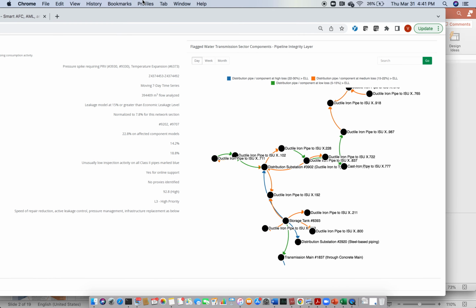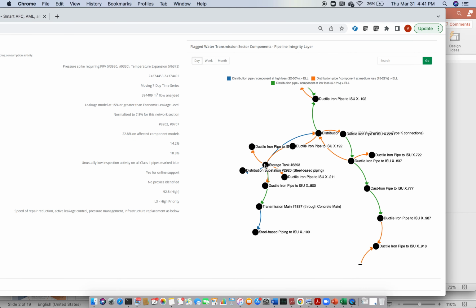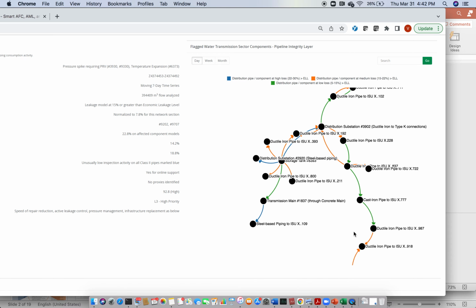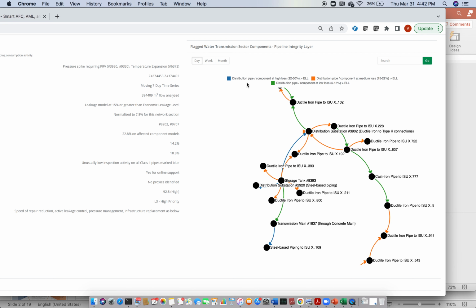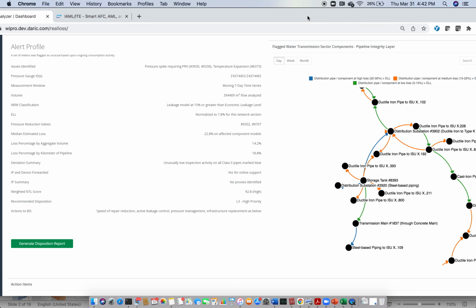We have our mapping graphic here, which focuses on the storage tank and gives you a good view of exactly what the water flows look like. The water flows marked in blue correspond to the areas of greatest loss. In fact, where the loss level above the economic level of loss is greater than 22%. We also are tracking for the types of events, including pressure spikes that require a pressure reduction valve, or temperature-related expansions and contractions that may be affecting the performance of steel-based pipes.